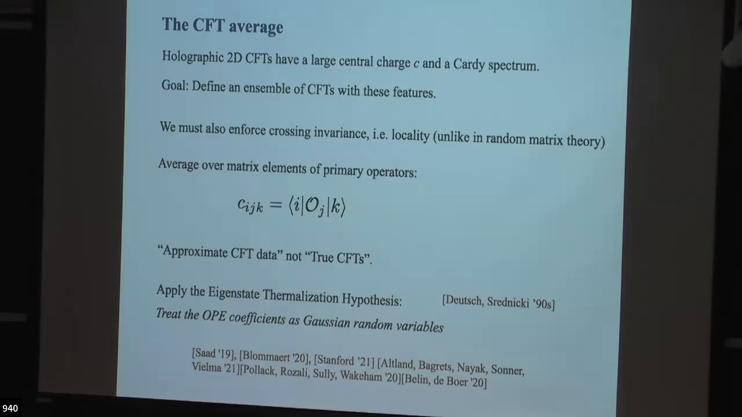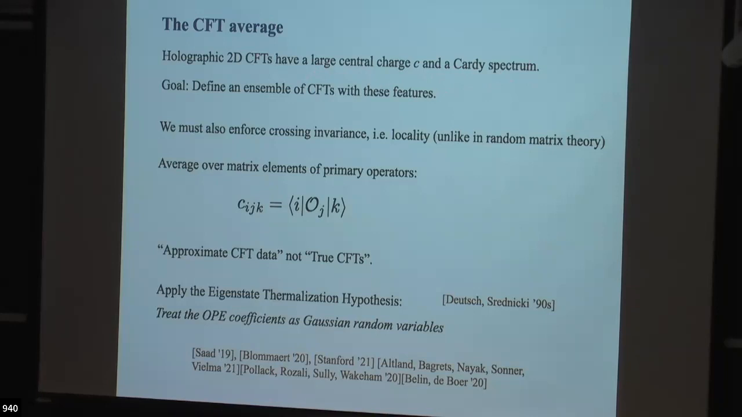Locality, you don't mean here bulk locality? No, this is CFT locality, crossing. So by holographic CFT, you don't mean necessarily that it has bulk locality, right? You don't impose any gap condition. We are going to impose a gap condition. So when I say Cardy spectrum, what I mean is that there's a gap, and then there's a black hole. There could be a few light states. We allow for that. But basically, we're assuming it has a spectrum that's holographic.